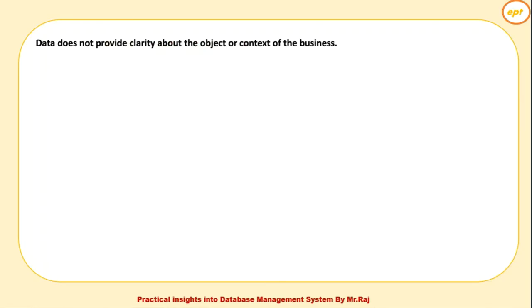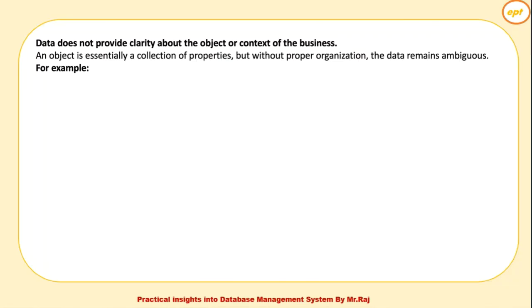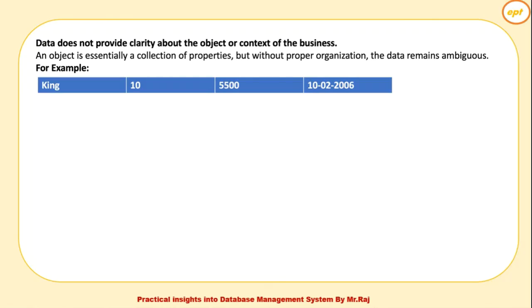Let me take one particular record from the given data and understand. Now see what we are saying here: data doesn't give clarity about the object or context of the business. That is what we have seen, right? You have data but you are not able to give an answer. Observe carefully. What is the object here? It is just a collection of properties.